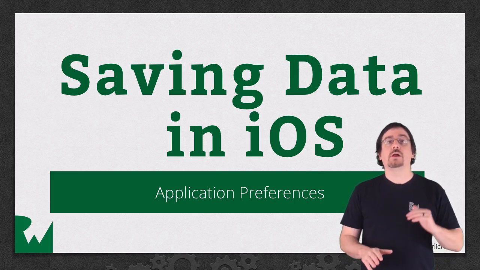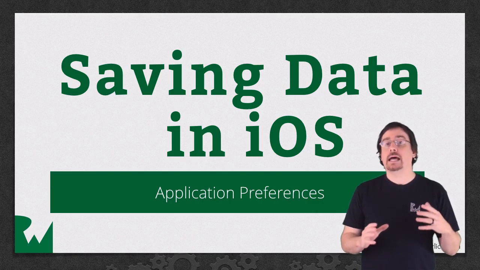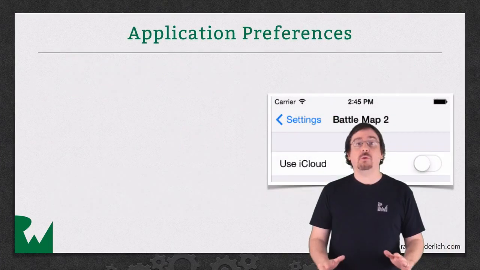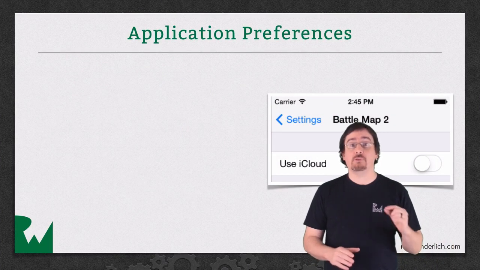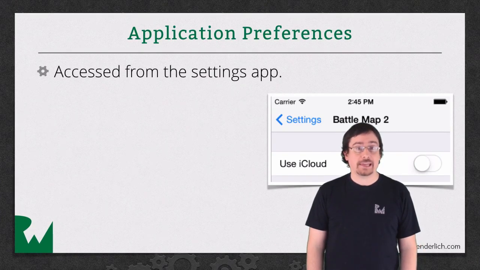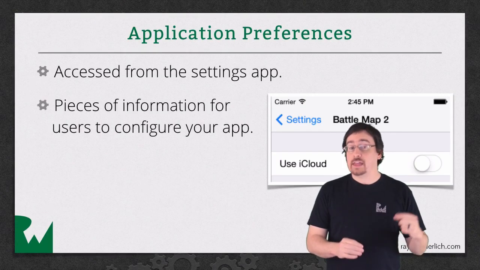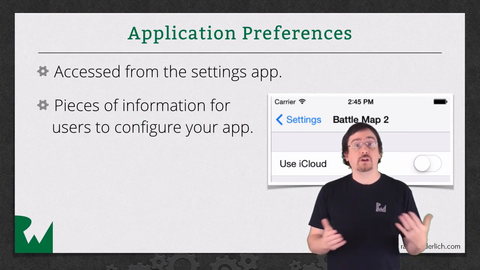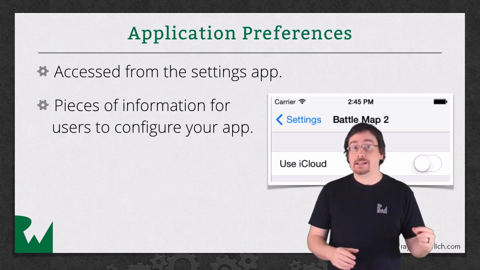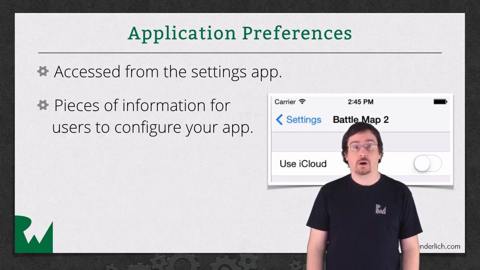In this video tutorial, I'll be showing you how to integrate your app into the Settings app, which will allow users to configure your app when they're outside of it. iOS gives us the ability to create preferences outside of our app that can be accessed within the Settings app. From the Settings app, you can set up pieces of information that will allow users to configure your app. For instance, in our Battle Map app, we allow users to manage iCloud from the settings by providing a switch that allows users to turn it on or off.